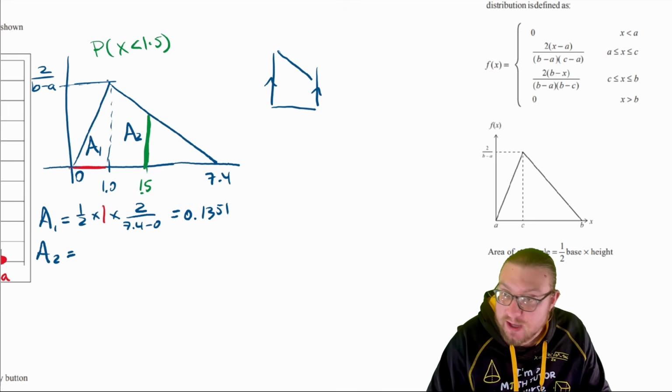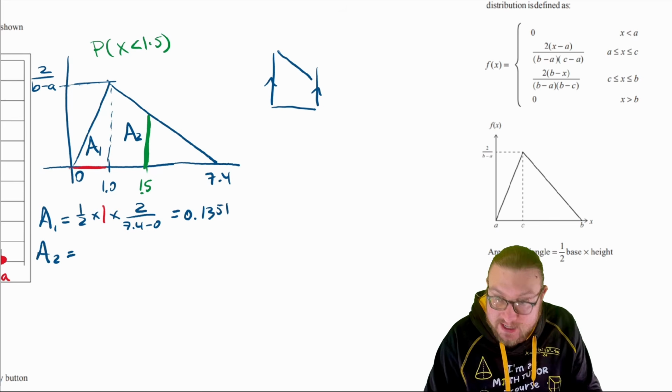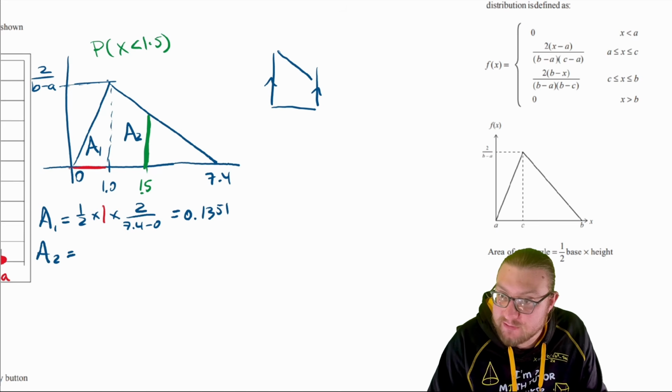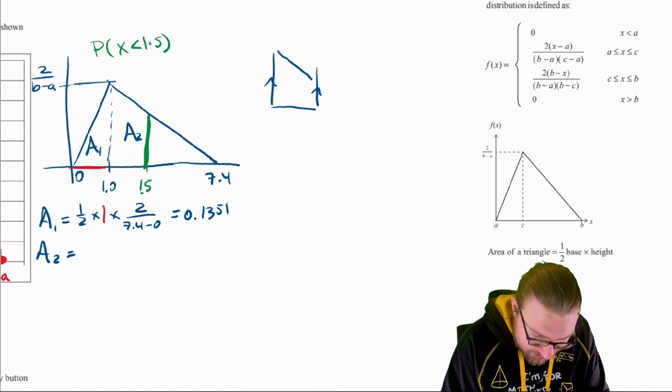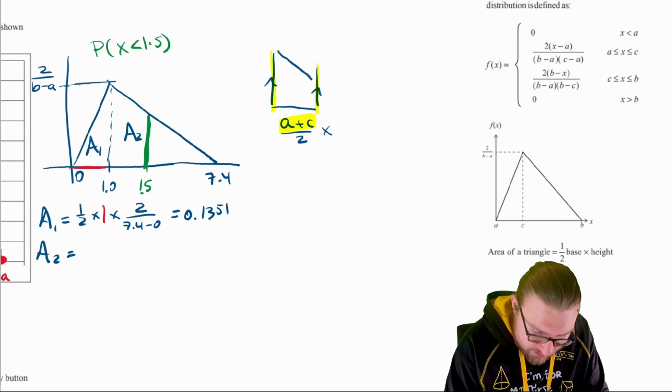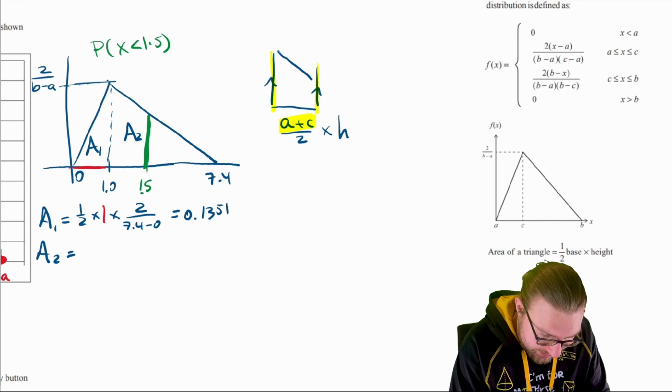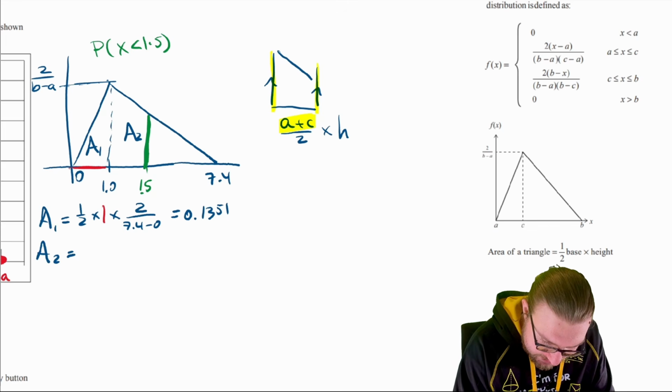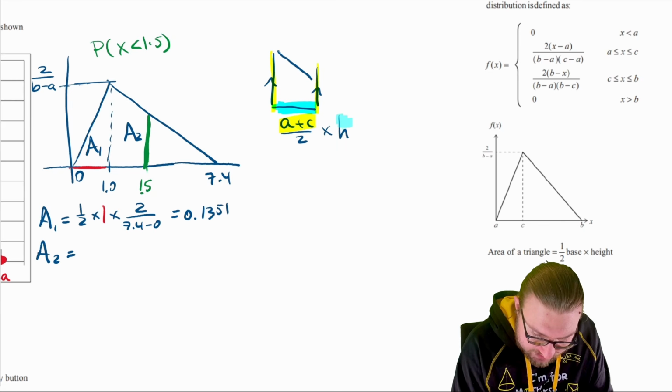So if we want to find the area of this, you're going to have to memorize the formula for a trapezium. So the formula is the side lengths A plus C divided by 2. So that is the side lengths here in yellow, A and C. Add those together, divide by 2. And we multiply it by kind of like the height, but the height in this case is how far they are apart.